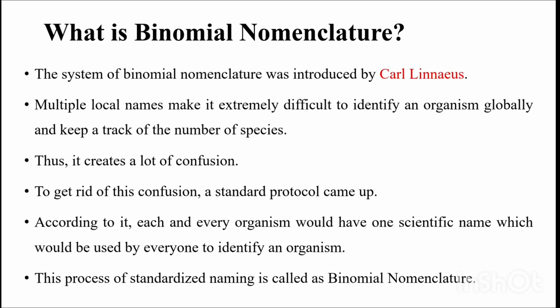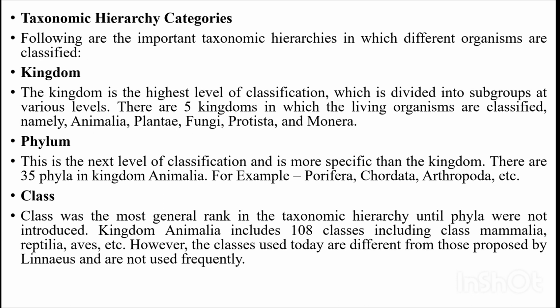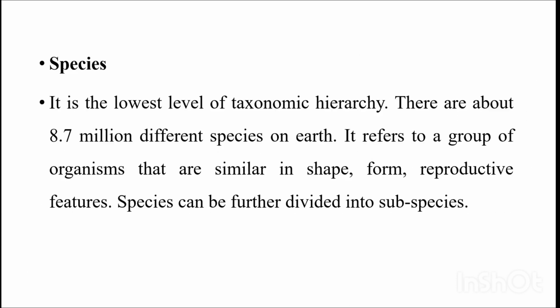So this is the taxonomic hierarchy. That means arranging the organism into different rank of species. Then a group of species is called the genus. Then group of genus is called the family. Then many families are placed under an order. Then many orders are placed under a class. Then many classes are there under a phylum. Then many phylum or division in case of plants constitute a kingdom.